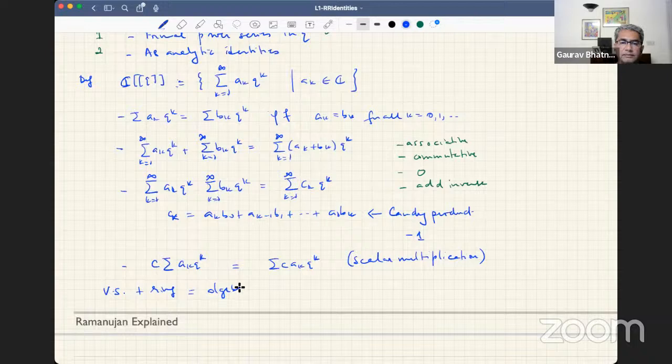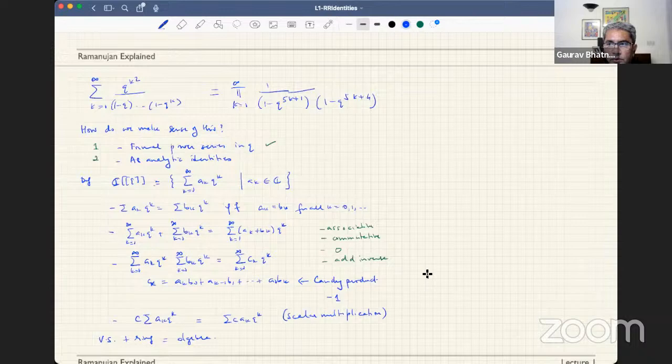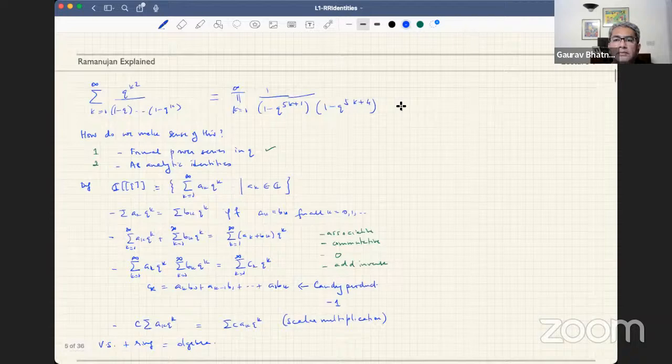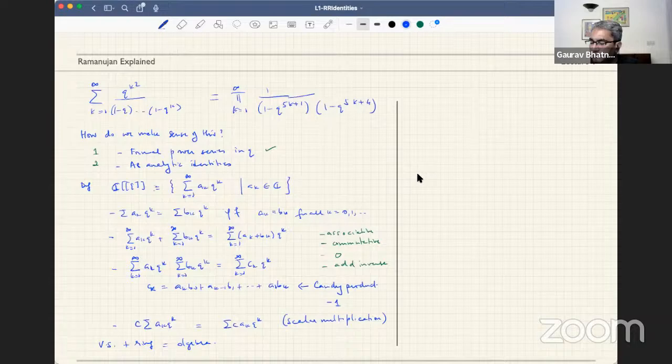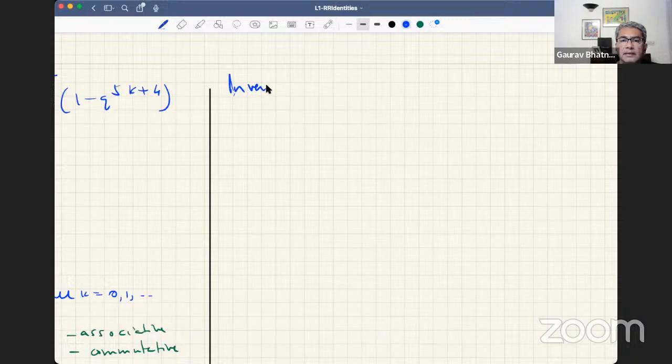So what about invertible elements? There are some invertible elements. You can do inverses of some elements. So for inverses we use this idea, we use geometric sums. So what are geometric sums?